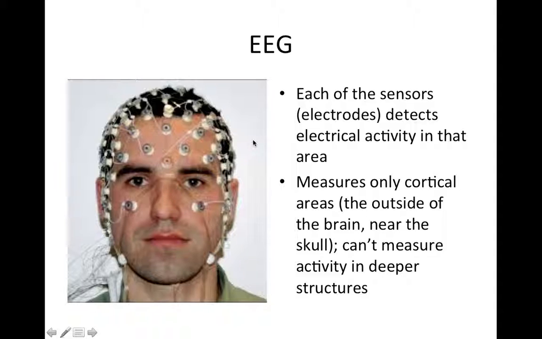It measures really only activity in the cortical area of the brain. That's the outer layers of the brain, near the skull. It can't measure activity in deeper structures. So when we talk about EEG activity, we're talking about activity that's in the cortical areas, the cortices of our brain. Now, when we study sleep, we also usually look at eye movement and some other things, but I don't have pictures of those.